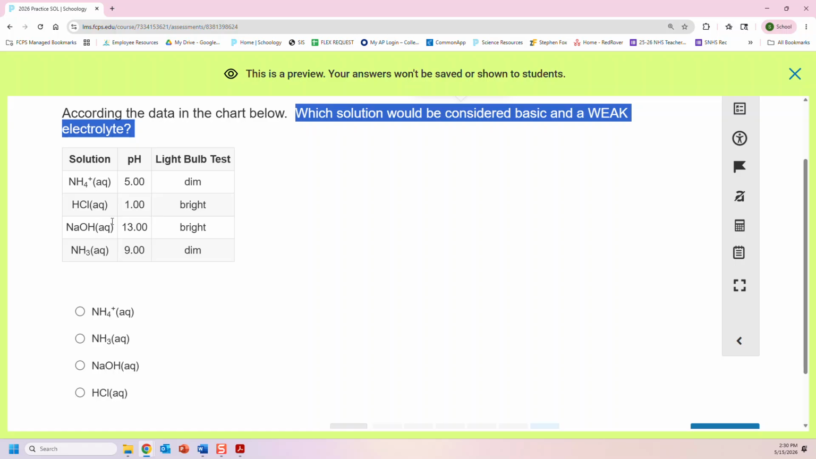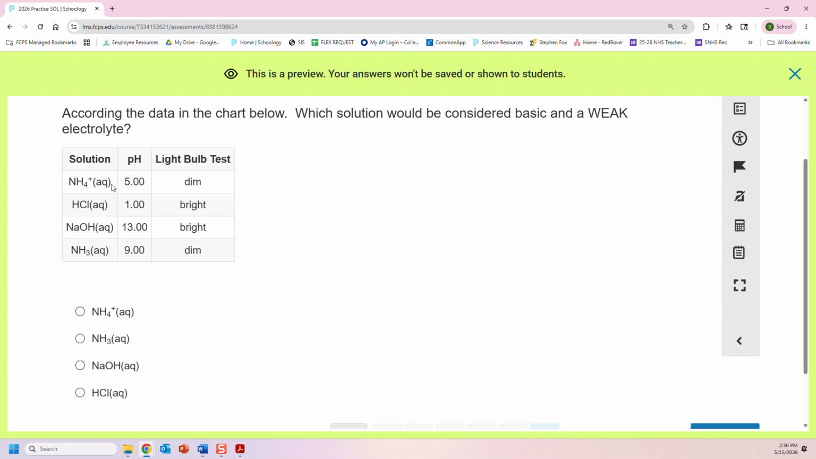And then we could cross out this one, ammonium, because it has a pH of 5, so that would be acidic. So we need the pH of 9. That's basic, so it would be the ammonia. If they said basic and strong electrolyte, then our answer would be sodium hydroxide. If they asked for acidic strong electrolyte, it would be HCl, because that would be acidic pH and bright. And if they asked for a weak electrolyte but acidic, it would be the ammonium, right?